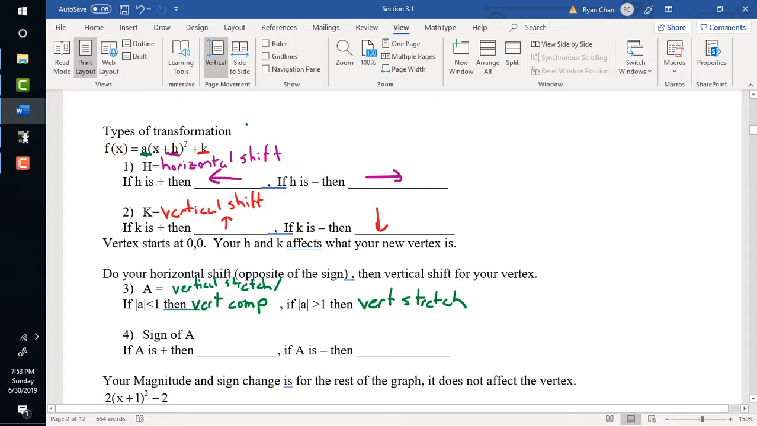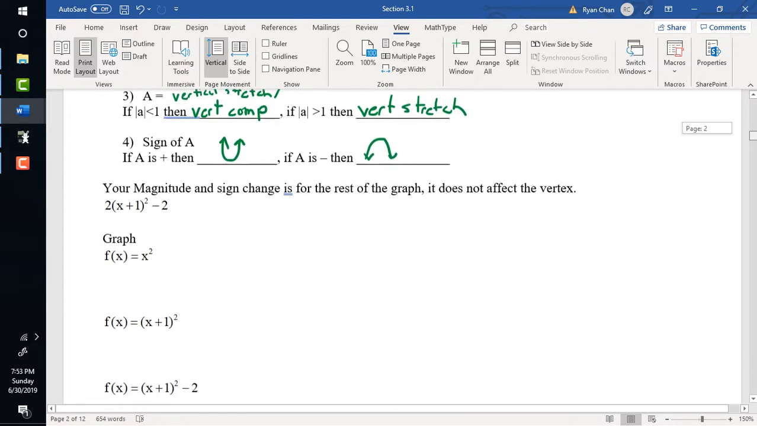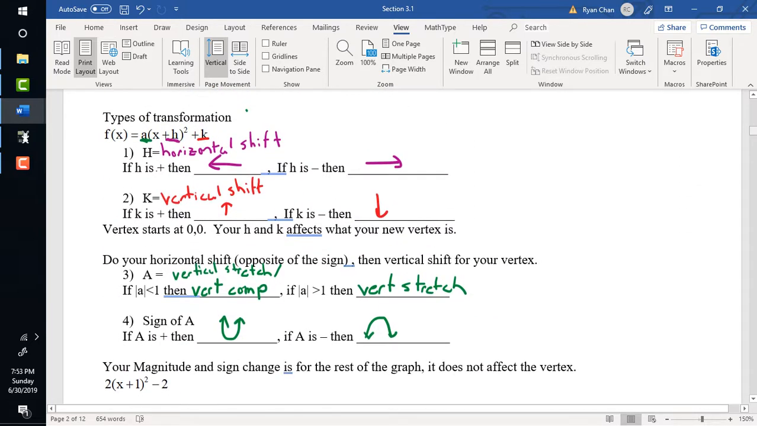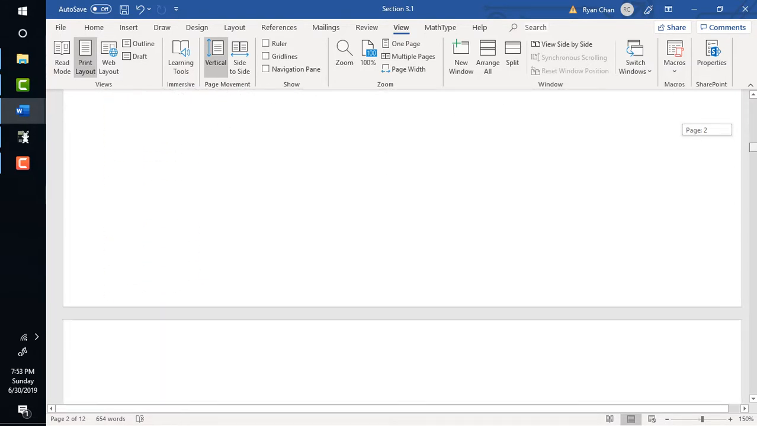And then if my a is positive, so I have a positive in front or a negative in front. If it's positive, it's opening up. If it's negative, it's going to look like this, right? It's going to flip down. Okay. Okay, so those are your basics for a quadratic. So let's do some examples here.